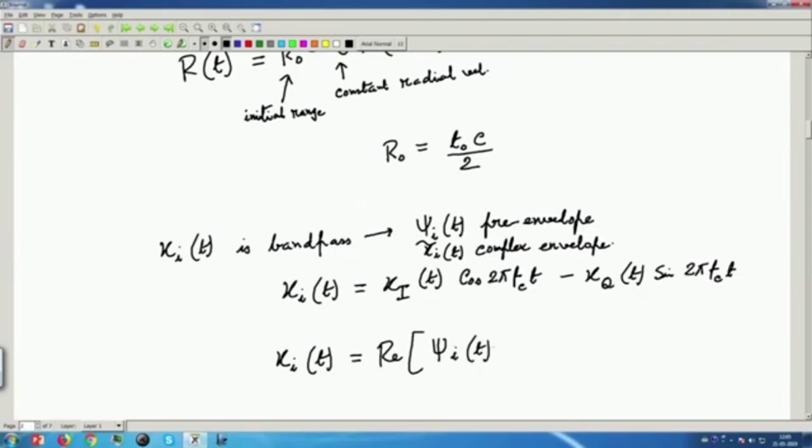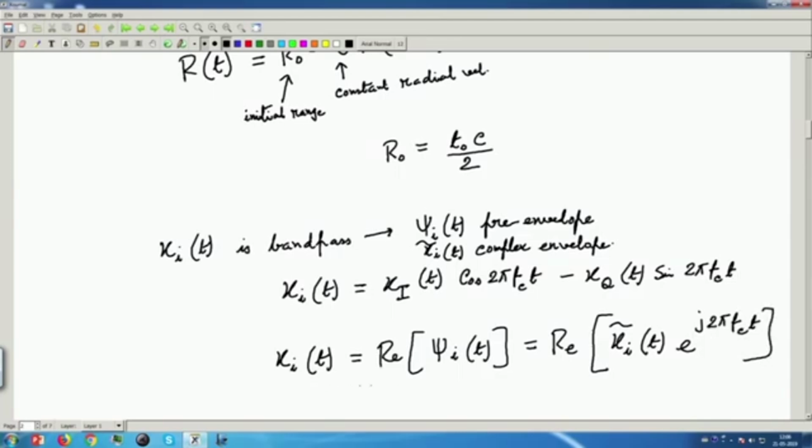phi(t). And what is phi(t)? This is just for recall, that is why I am not giving any equation number here. All of you can see this in your communication books. Haykin, Simon Haykin is a good book where these concepts are quite well written. So, e to the power j 2 pi f c t.